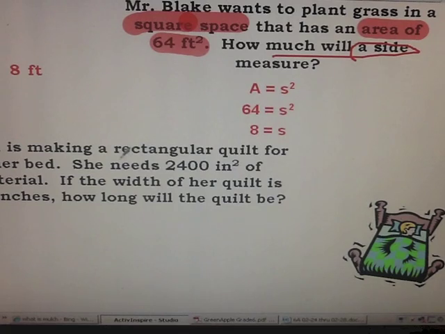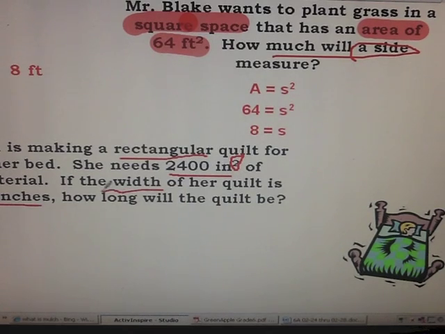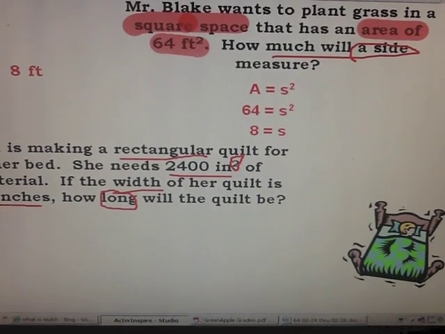Okay, what do we know? First, we know that it's a rectangular quilt. Then we know she needs 2,400 inches squared. There's that squared again. That's telling us that this is the area that she's going to need. And then we know that her width is 60 inches, and we're trying to find out how long it's going to be. So let's go ahead and get started.